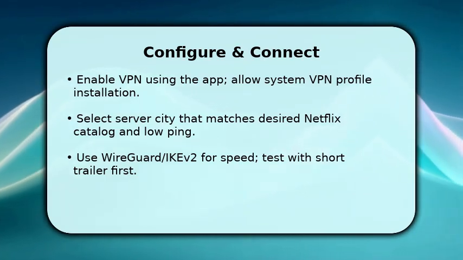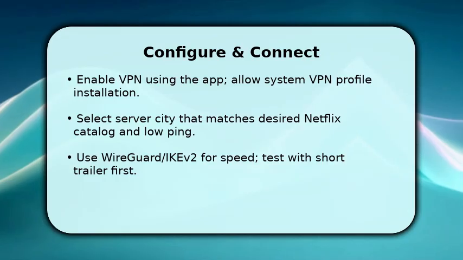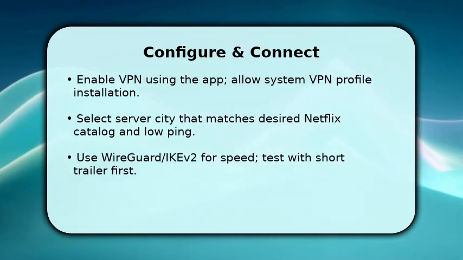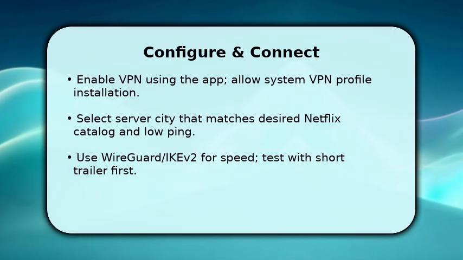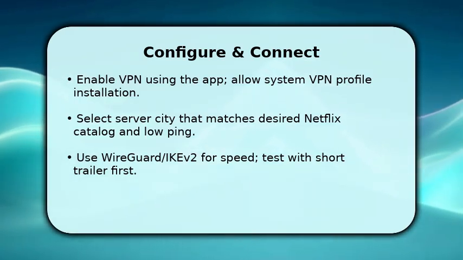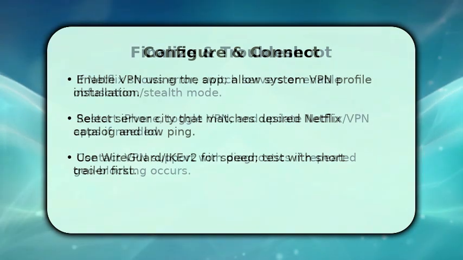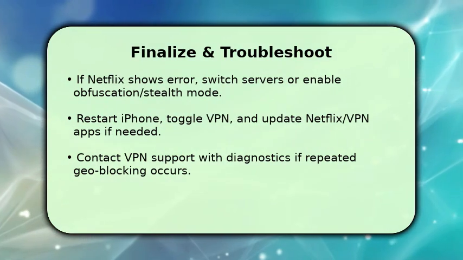Once connected, clear Safari/Netflix app cache or force close the Netflix app, then reopen. Doing this ensures Netflix sees the VPN-assigned IP. Test with a short trailer. Finish by launching Netflix and selecting content from the chosen region. Make sure subtitles and quality are as expected.